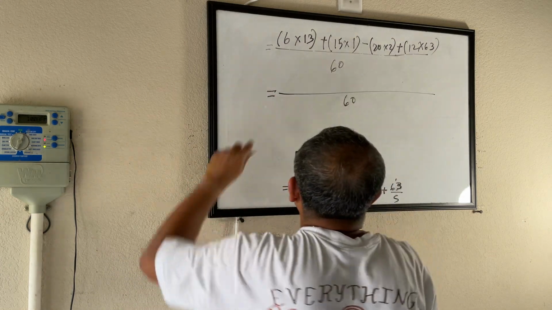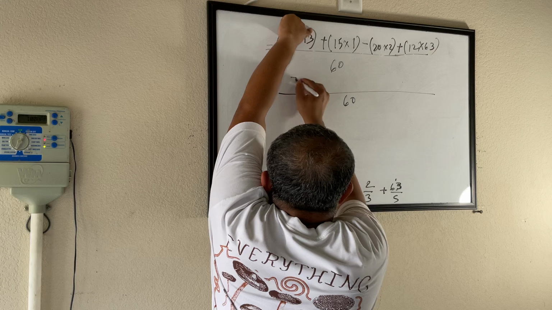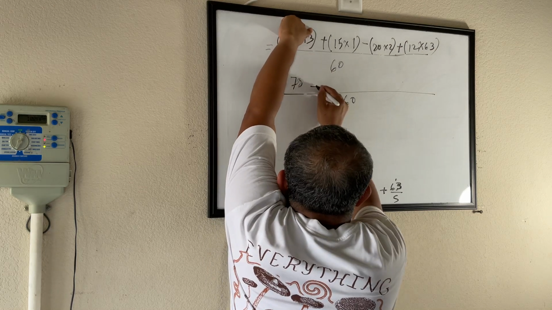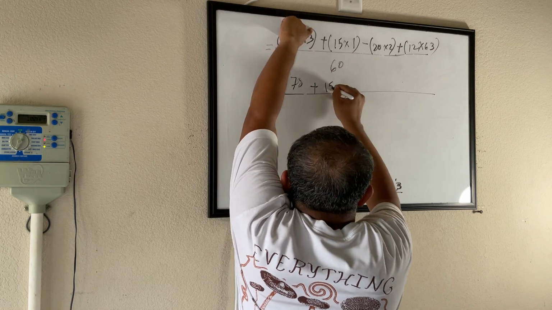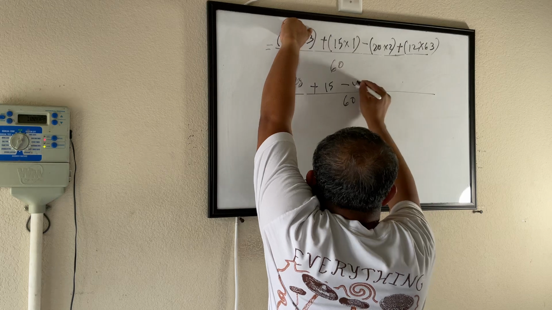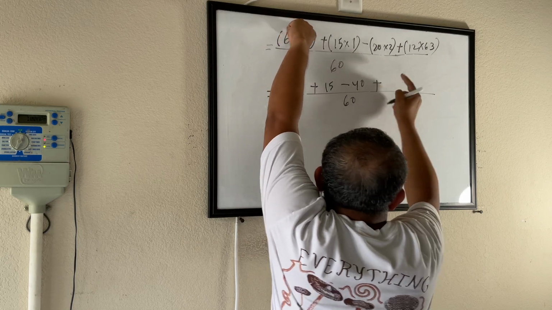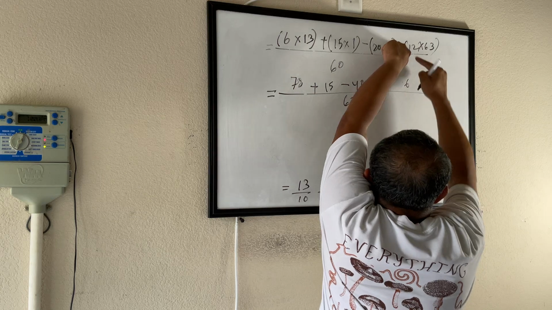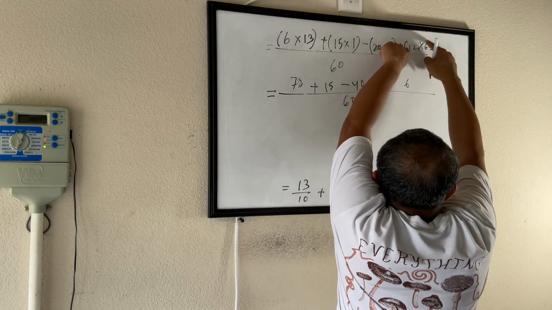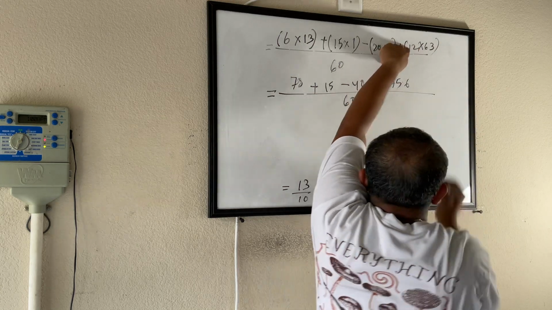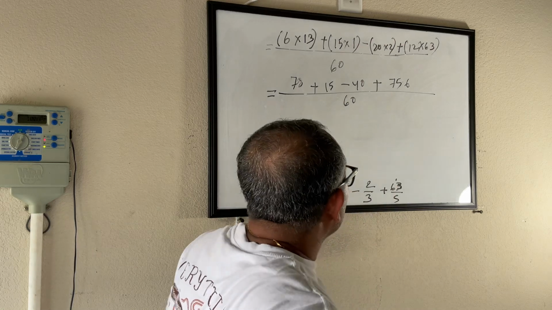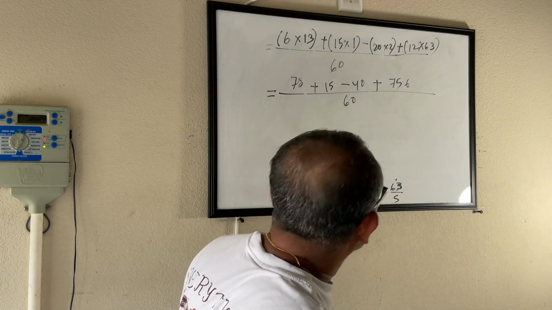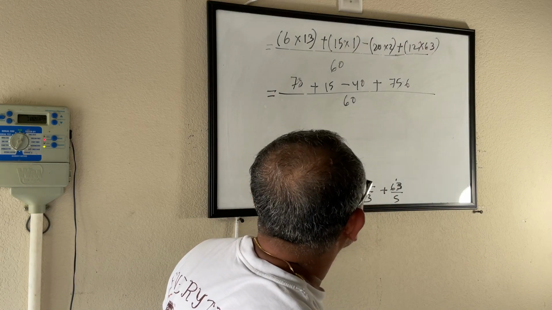60 remains here. 13 times 6 is 78. Plus 15 times 1 is 15. Minus 22 is 40. Plus 12 times 63. So 12 times 3 is 36, 3 carry forward. 12 times 6 is 72, plus 3 is 75. Okay.